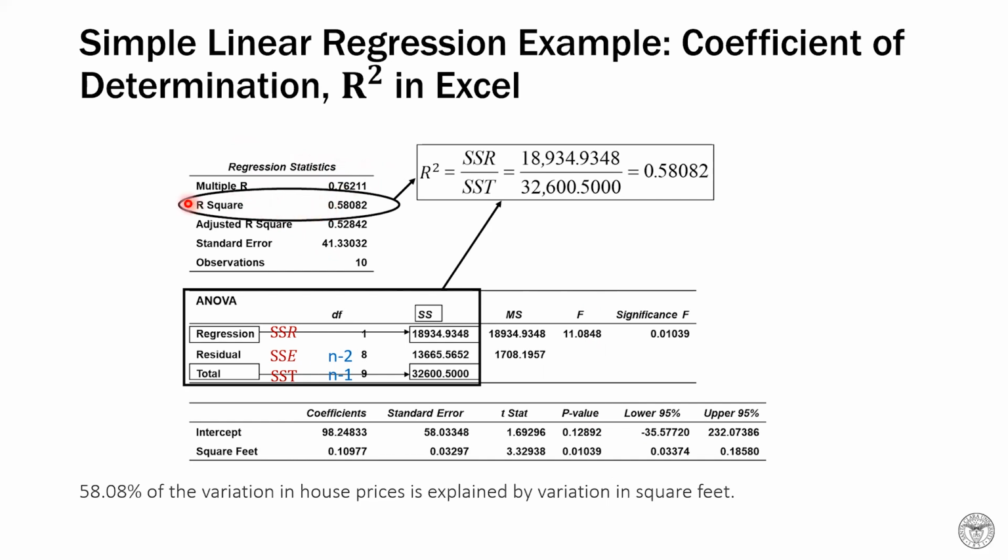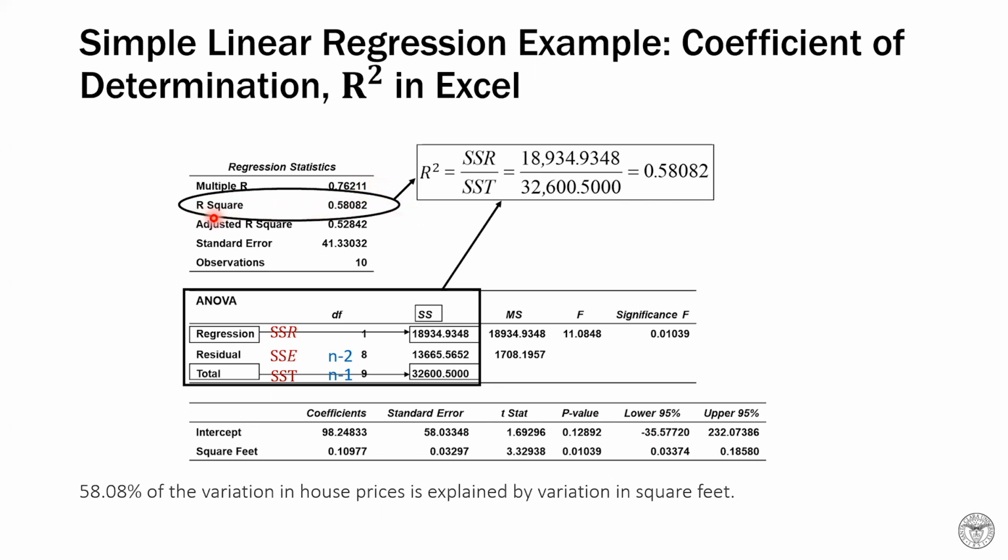First, multiple R is the correlation coefficient. It tells you how strong the linear relationship is. For example, a value of 1 means a perfect positive relationship, and a value of 0 means no relationship at all. Actually, it is the square root of R squared.